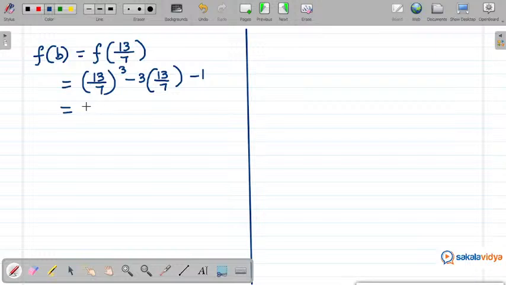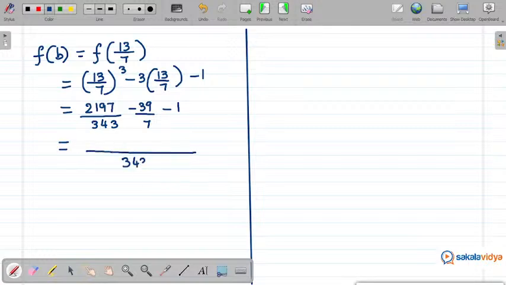So you will get 2197 by 7 cube. Already we did in the last case while evaluating f of a, that is 343. So minus 3 into 13 is 39 upon 7 and minus 1. Let us simplify this one. So 343 is the LCM. 343 cancels 2197, and 343 divided by 7 gives 49. 49 into 39.